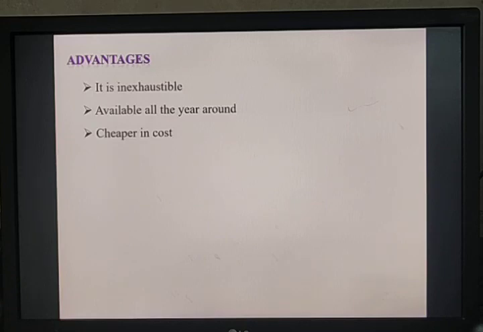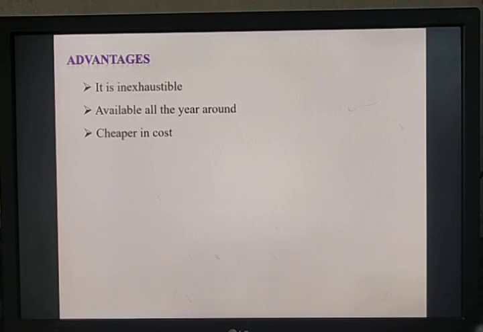Reliable source of energy. We can give a continuous as well as somewhat constant supply. And it is inexhaustible, that is, it is not of a burning nature. Available throughout the year. We can generate the power with the help of a geothermal power plant in a year, 365 days. It is the major advantage.